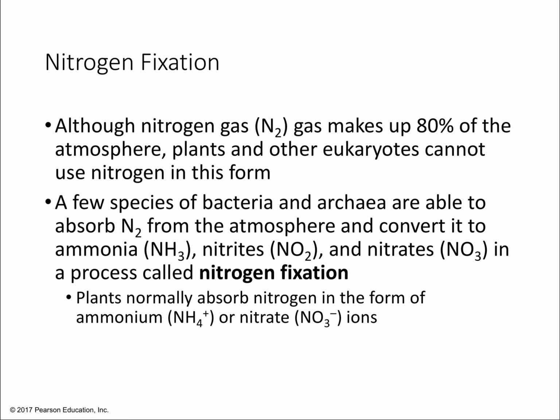A few species of bacteria are able to take nitrogen from the atmosphere and convert it into ammonia, NH3, nitrites, NO2, and nitrates, NO3. That process is called nitrogen fixation. Specifically, these bacteria, called nitrogen-fixing bacteria, take care of that job. Plants specifically take in nitrogen in the form of ammonium or nitrate.